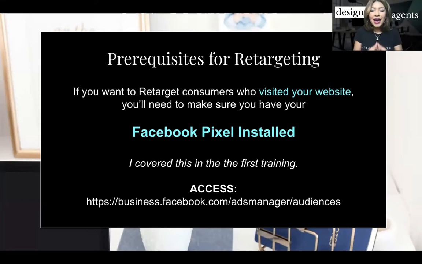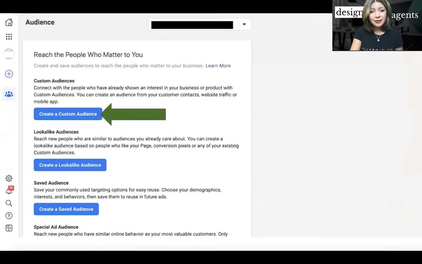Now, how you access this situation is the link right below at the bottom of this slide, business.facebook.com/adsmanager/audiences, right? Remember this link, write it down, screenshot it. You want to make sure that you go to this section because we're going to jump in to how to create custom audiences because that is how you would retarget, right?